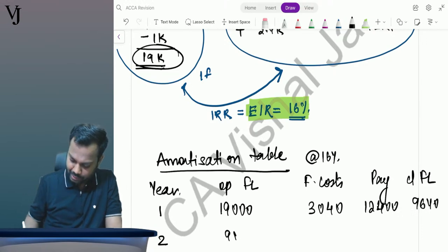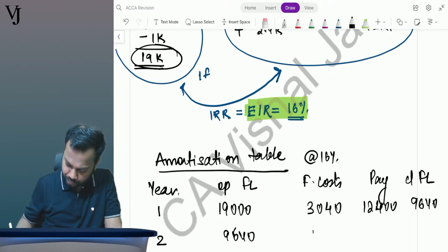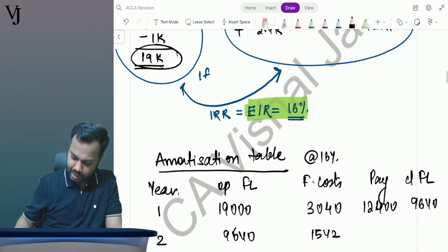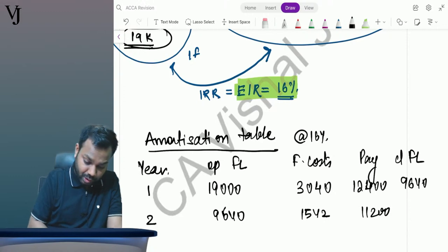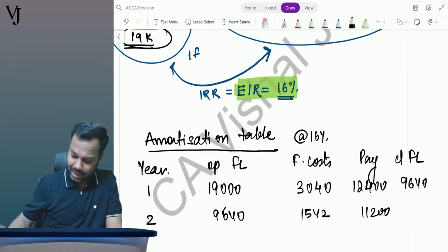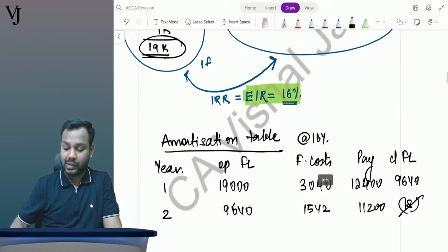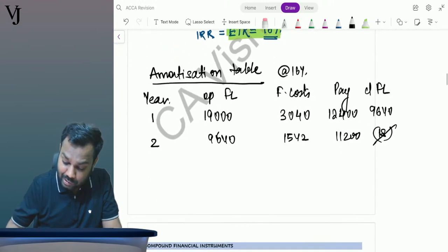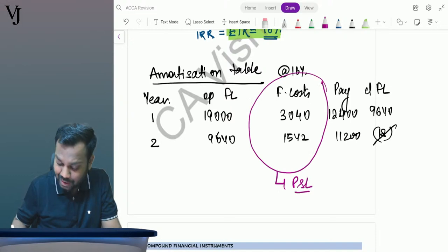So it is 9640, and the finance cost at the rate of 16% is 1542. Right, now the payment amount is 11,200. So what is the balance? 9640 plus 1542 minus 11,200 is 18. That is a rounding error, which you can ignore. So this is how it will be recorded. Now this finance cost will be recorded in P&L as finance cost.